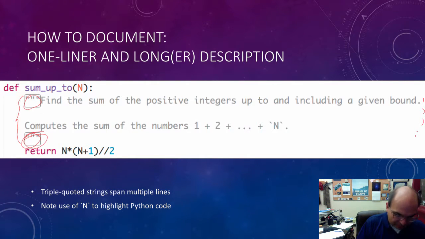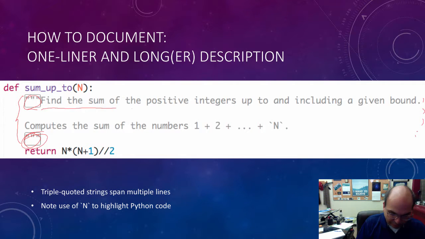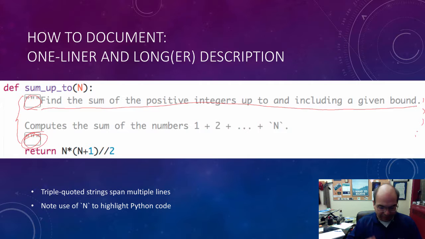Okay, so the very first line, and we do it right after the 3 double quotes immediately. Don't do the new line. Okay, immediately there's nothing in front of it. We put in the one-liner right here. Find the sum of the positive integers up to and including a given bound.